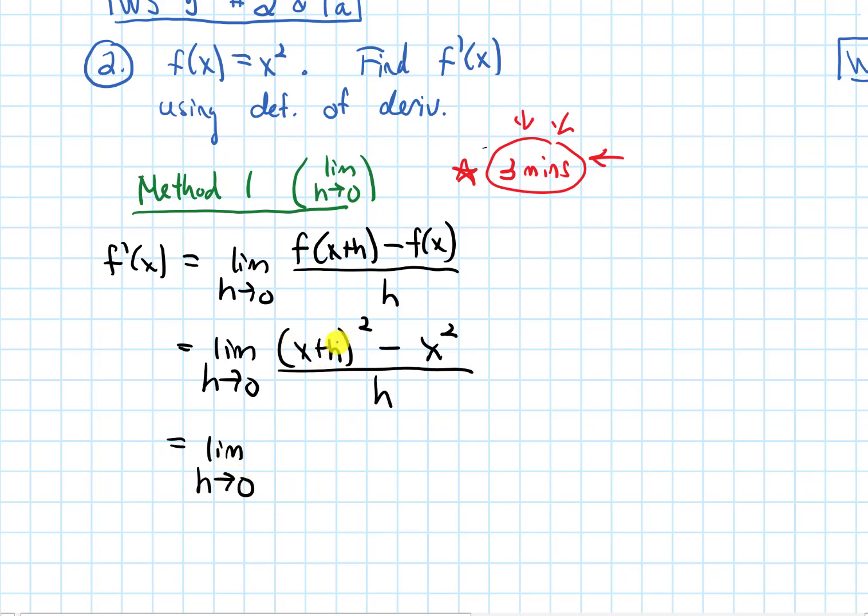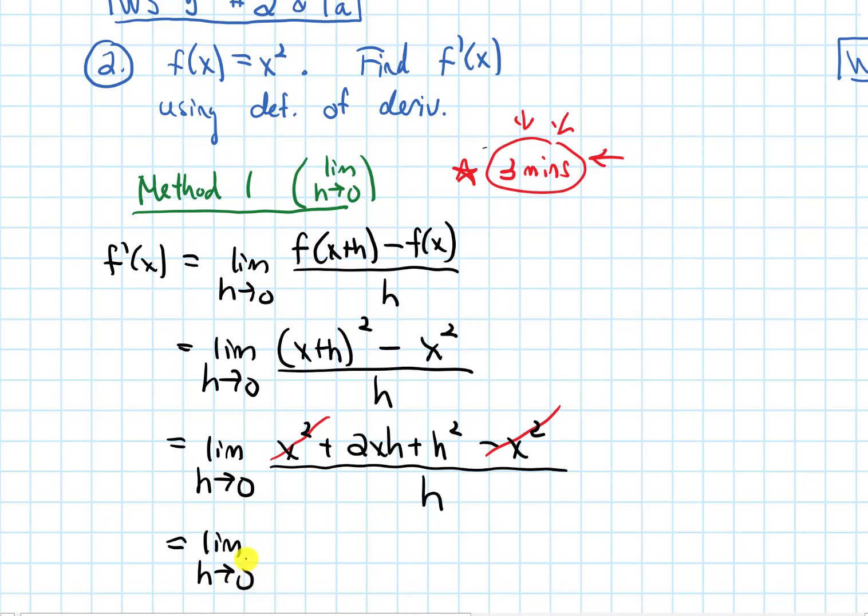Now I can expand x plus h squared to get x squared plus 2xh plus h squared, and then I get minus x squared all over the h. Now I see the x squareds are going to cancel, and that's nice. On the numerator, both of the terms now have an h remaining. So let's factor that h out, and that'll leave us with 2x plus h over h. And now the h's cancel.